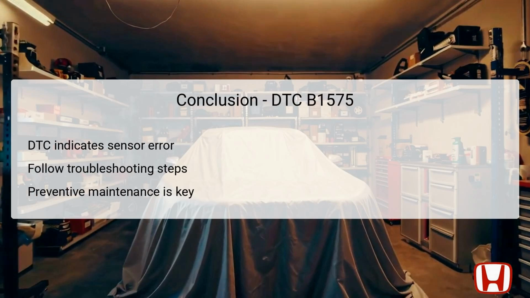In conclusion, DTC B1575 refers to an auto light sensor error in the 2023 Honda Accord, indicating possible malfunctions within the automatic lighting control unit sensor. Following a structured approach in the troubleshooting process, from initial inspection to replacement, is crucial for effective diagnosis and repair.